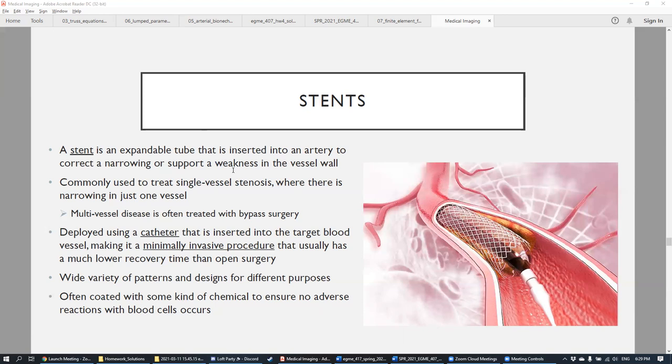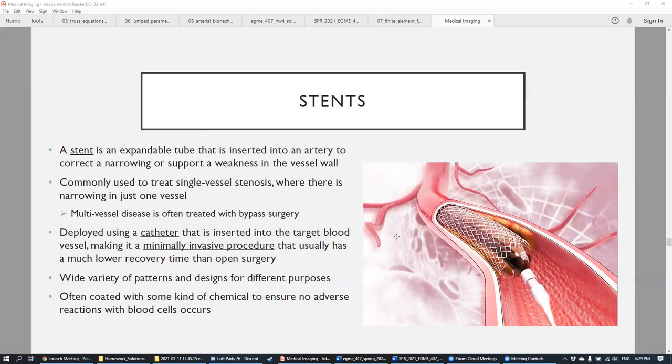And so if the vessel wall is weak in a certain area and the doctors might be worried that it might rupture, then they might decide to deploy a stent there to support it. All right, and just like we talked about in the atherosclerosis section, this is very common to treat single vessel stenosis, where there's just a narrowing in just one blood vessel, okay?